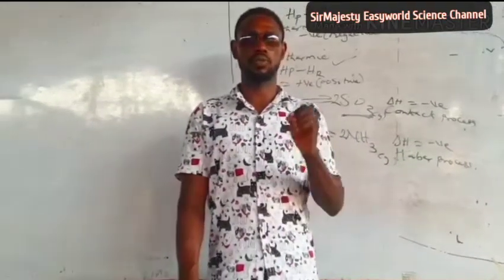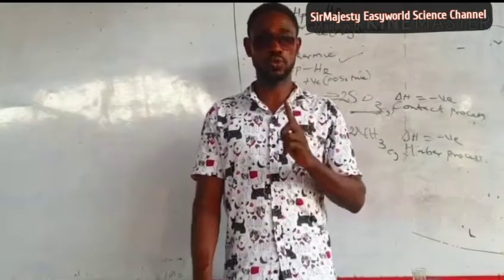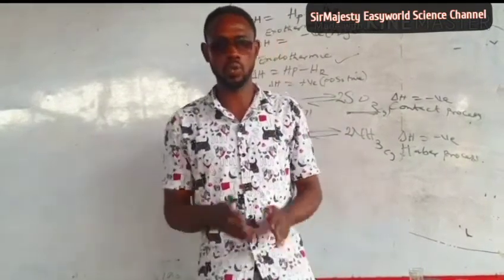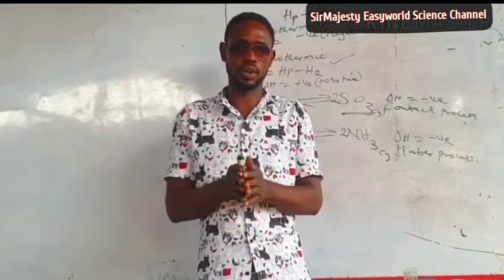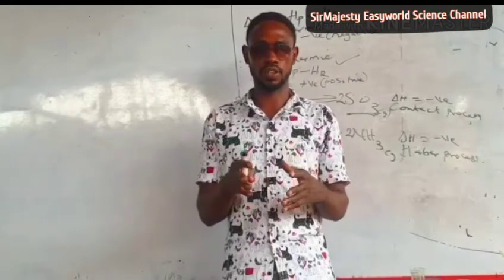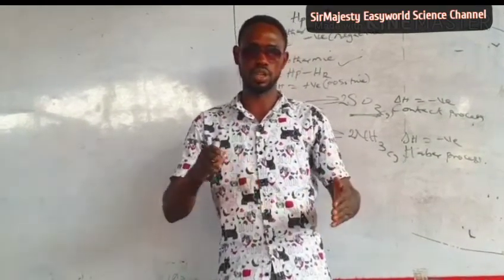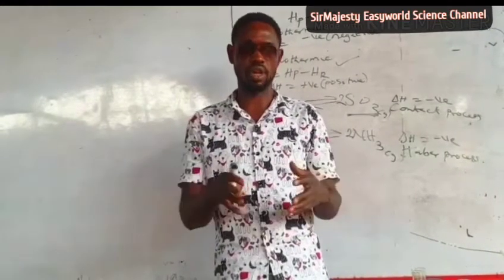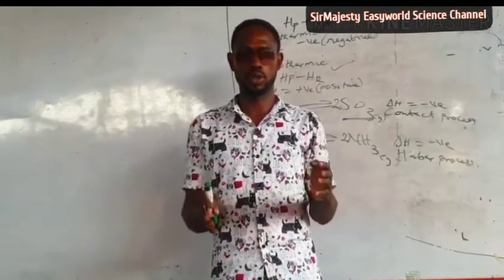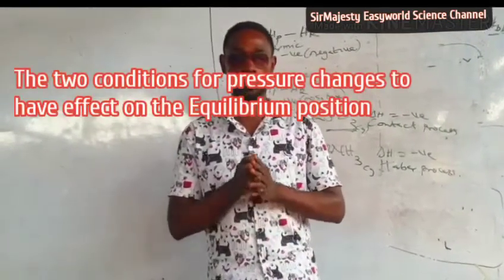For you to know the effect of pressure on the equilibrium position, you have to consider two factors. Two factors must be obeyed, not when one is obeyed and the other is not obeyed. They work simultaneously. They have a kind of cumulative effect, whereby if condition A is correct and condition B is not correct, it shows not correct in general. Two of them must be correct.